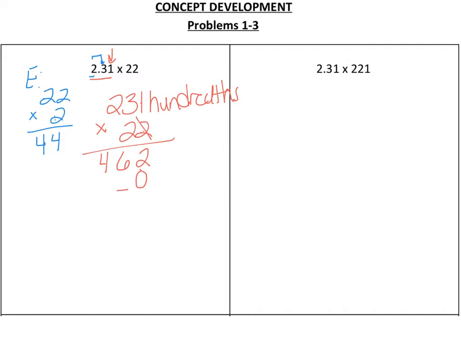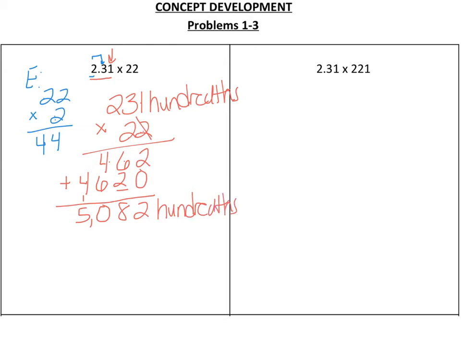Starting in the 10s. 2 times 1 is 2. 2 times 3 is 6. 2 times 2 is 4. So I'm going to add. 2 plus 0 is 2. 6 plus 2 is 8. 4 plus 6 is 10, so I write the 0, carry that 10. 4 plus 1 is 5. So it's 5,082 hundredths. Yep, we're not done with that yet.